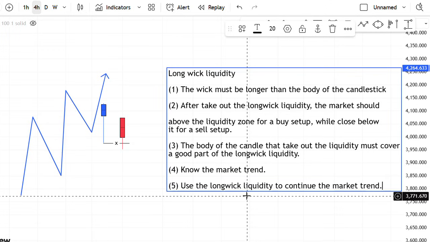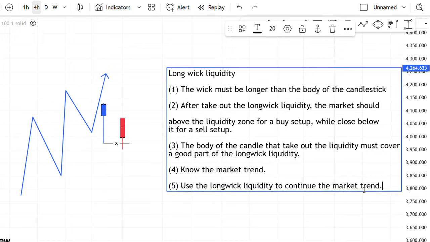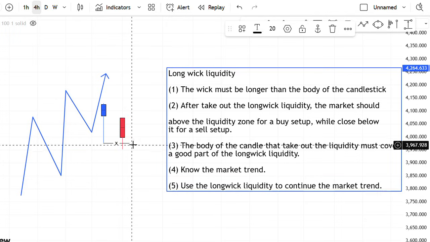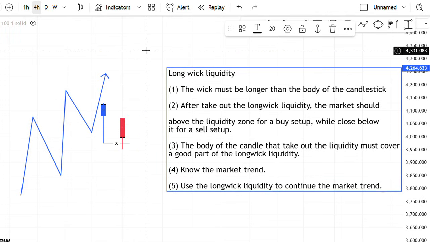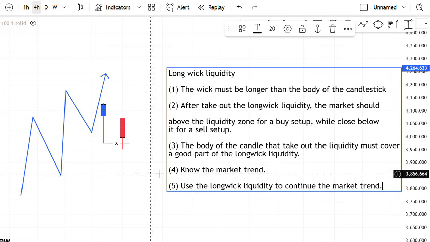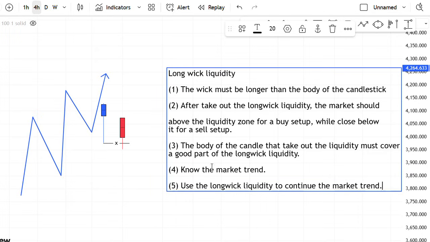So what this number 5 means is to use the Longwick liquidity to continue the market trend. Like in this case where I explained that if it's a bullish trend and you spot a Longwick liquidity, you always know that the market will come, sweep out that liquidity, close above it, then you use it as a continuation of the trend. So know the trend. Knowing the trend means you have to know if the market is going on a bullish or a bearish trend.